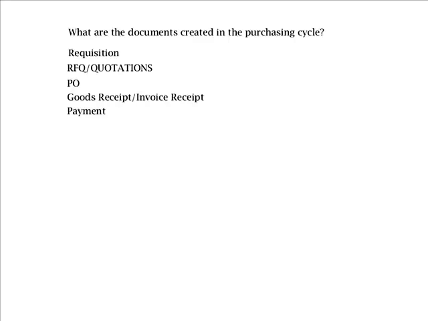So that is one question. Another question would be, what is the process? A lot of people, when I ask them what is the process, will list what you see in here. They will just write requisition, RFQ, quotation. They get actually one third of the grade. That's not a process. A process is a set of steps that you take in order to finish the business cycle.